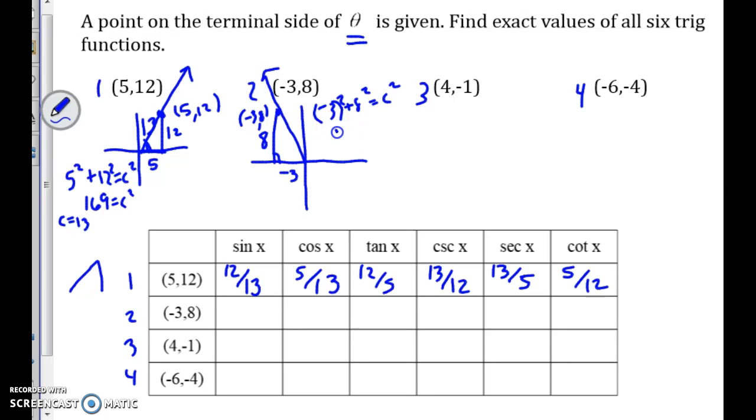So this gives me 9 plus 64, which is 73. And then I take the square root of 73, which is not a nice number. So we'll call it just the square root of 73.